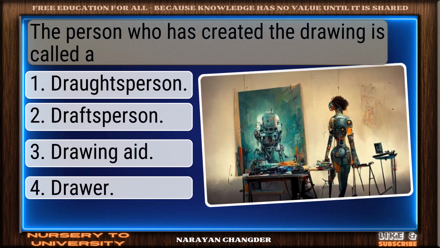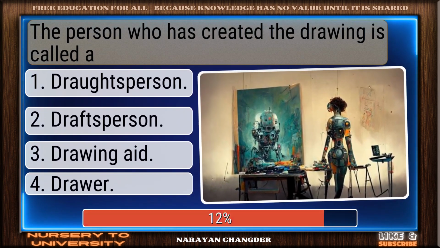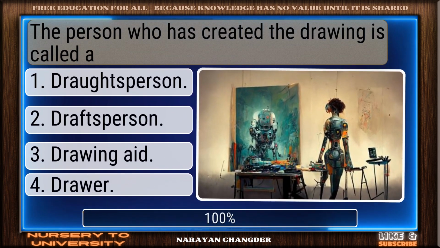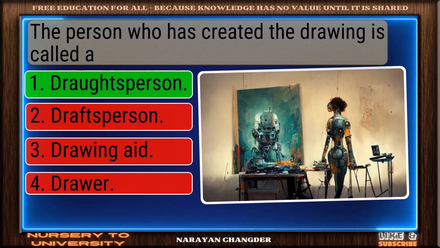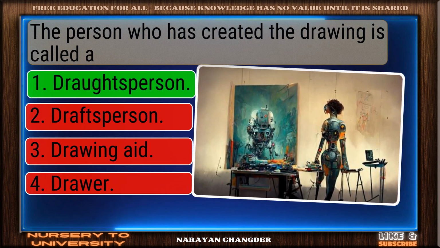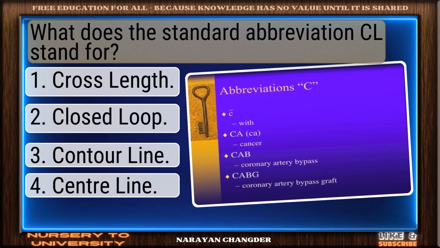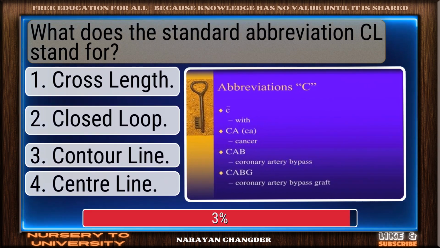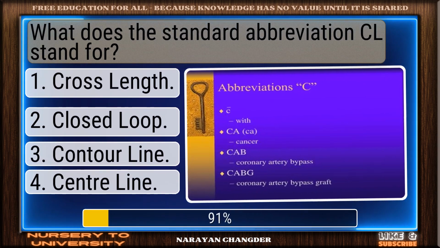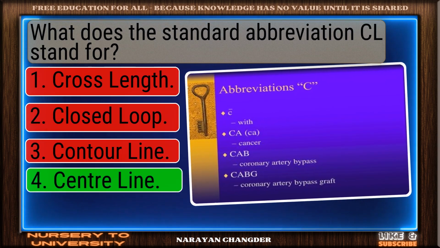The person who has created the drawing is called a great thinking. Draftsperson is the right choice. What does the standard abbreviation XAL stand for? Valid point. Center line is true.